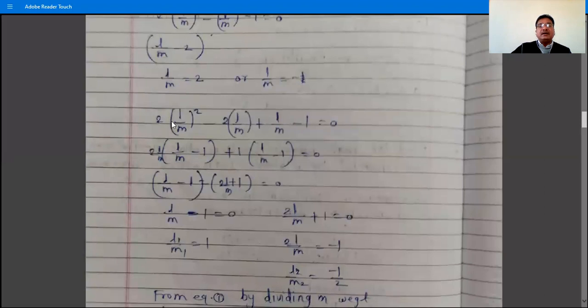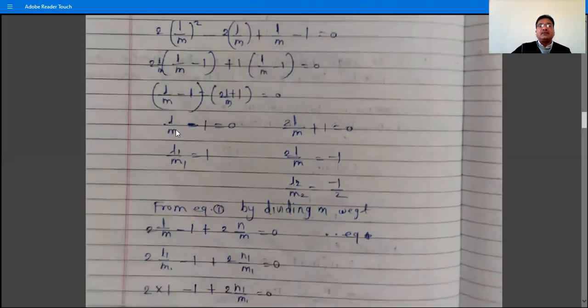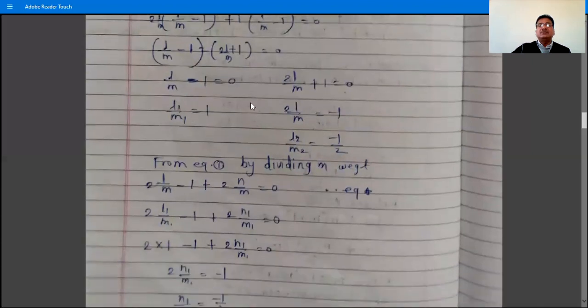And then take 2l by m common from these first two terms. So what do we have in the bracket? l by m minus 1. And take 1 common from these two terms. We have l by m minus 1. And then take l by m minus 1 as common. So we have (l by m minus 1)(2l by m plus 1) is equal to 0. And so l by m minus 1 is equal to 0, or 2l by m plus 1 is equal to 0. And so we have l by m is equal to 1, or l by m is equal to minus 1 half. So we have the two values.